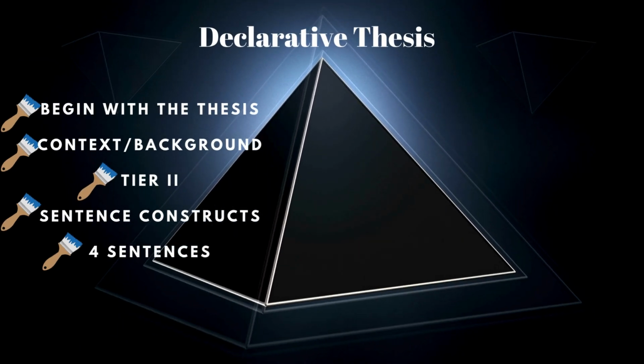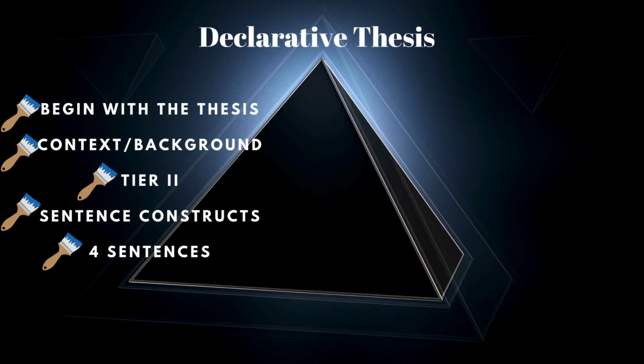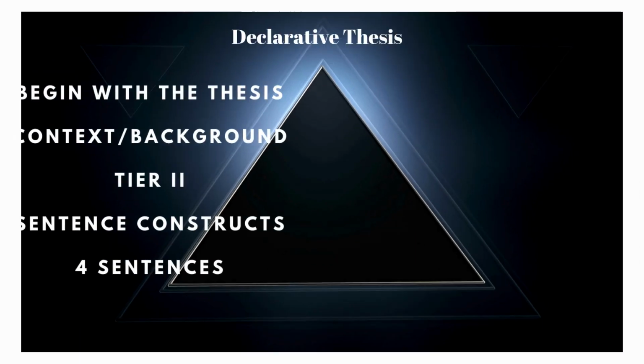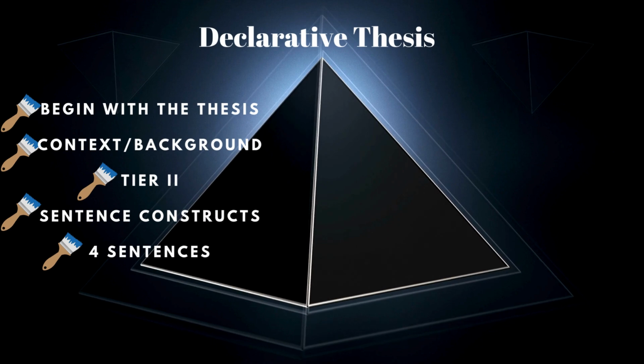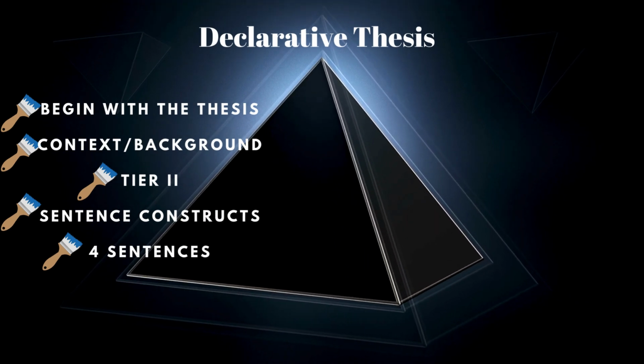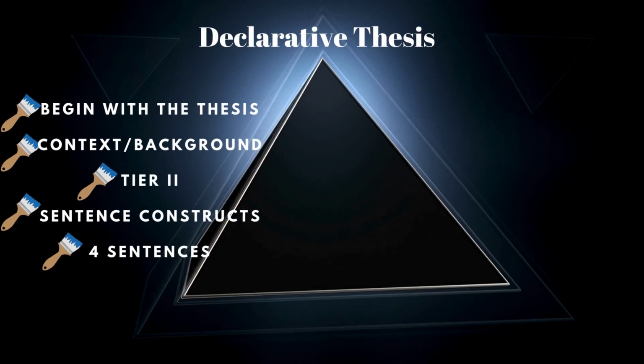It is an academic paper, so I do want to see a fair amount of tier 2 level vocabulary. What I mean by that simply is your average run-of-the-mill SAT level caliber words and sentence constructs. I have a mantra in my class: repetition is the bane of the writer's existence.